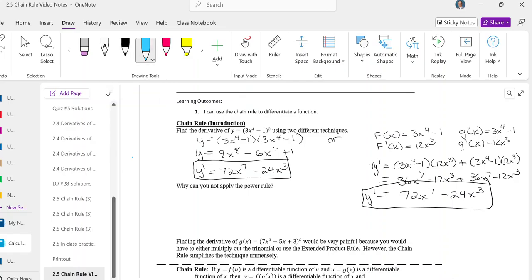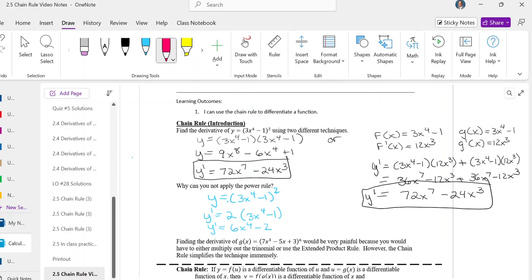So the question here is, why can you not apply the power rule? Remember, with the power rule you take the power and multiply it by what's in front, and then subtract 1 from the power. So the power rule would say you would do 2 times (3x^4 - 1), which means it would be 6x^4 minus 2.